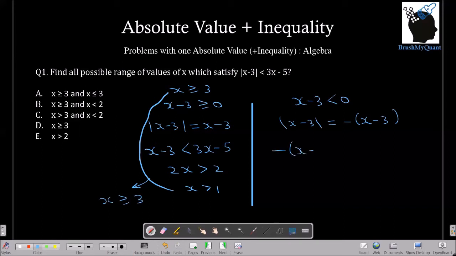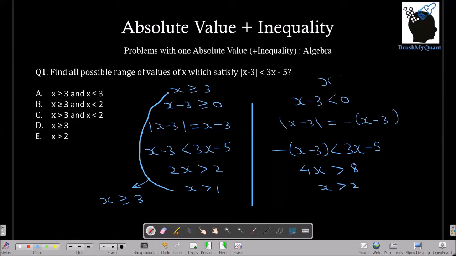So minus of x minus 3 is less than 3x minus 5. If we open the bracket and solve it, we'll get 4x is greater than 8, or nothing but x is greater than 2. And our condition was x is less than 3. So our answer will be the intersection of these two solutions, which is nothing but x lies between 2 and 3. Now this is the basic of inequality.